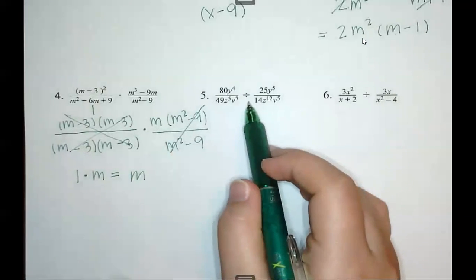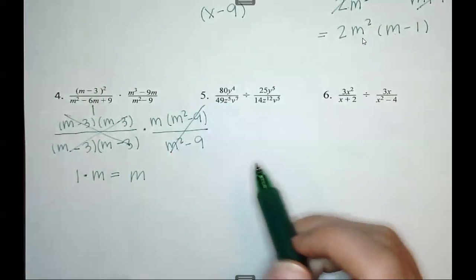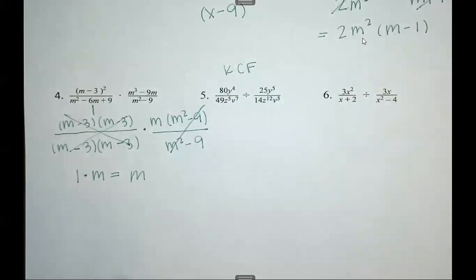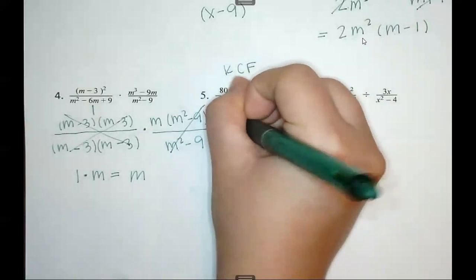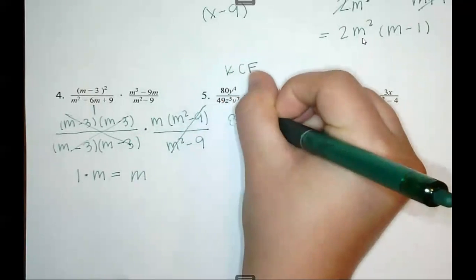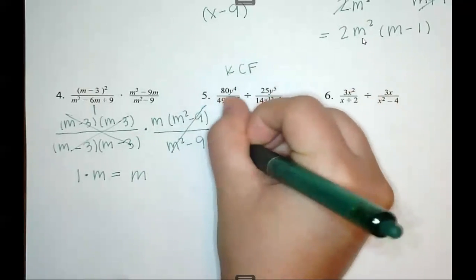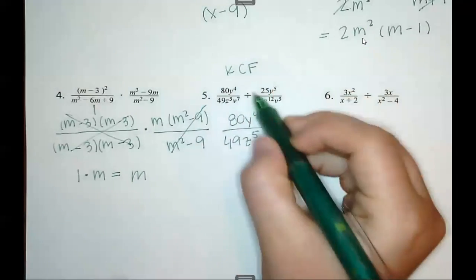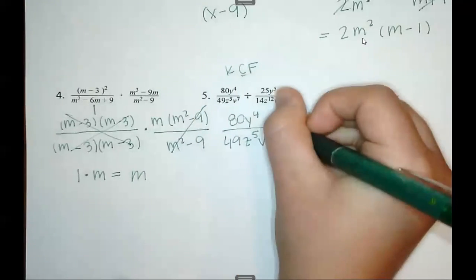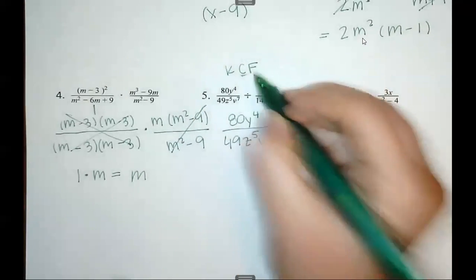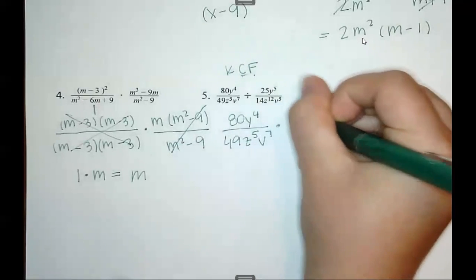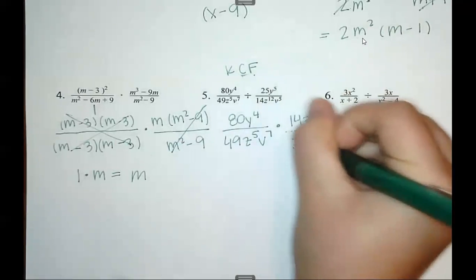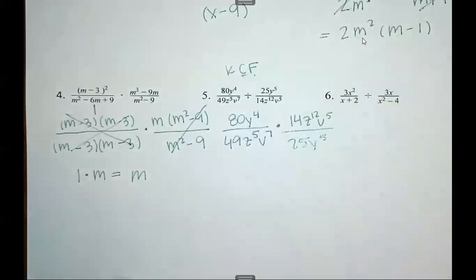All right, here we are dividing. Remember, our rule for dividing fractions is keep, change, flip. So I'm going to keep the first one as it is, 80y to the 4th over 49z to the 5th v to the 7th. I'm going to change from division to multiplication, and then I'm going to flip my last fraction over. So now I have 14z to the 12th b to the 5th over 25y to the 5th.